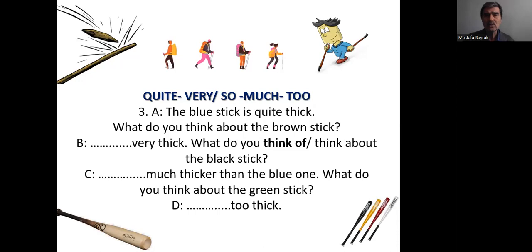Okay. Dialogue 3. The blue stick is quite thick. What do you think about the brown stick? The brown stick is very thick. What do you think of the black stick? The black stick is much thicker than the blue one. What do you think about the green stick? The green stick is too thick. So we can't play tip cat, for example, with this stick. It is too thick.